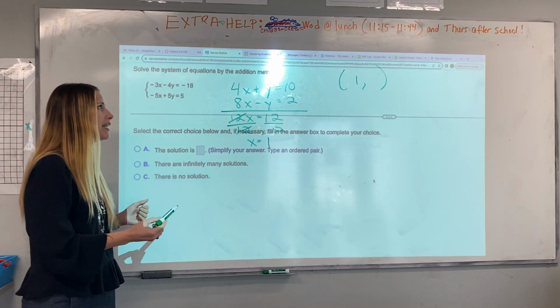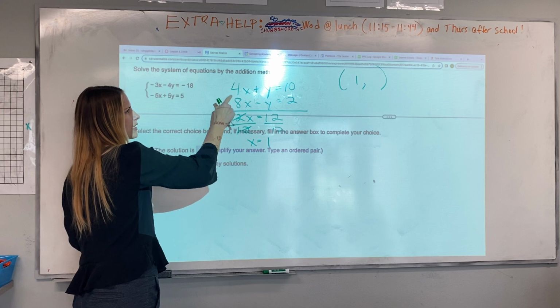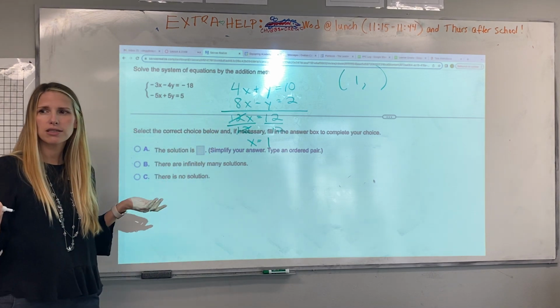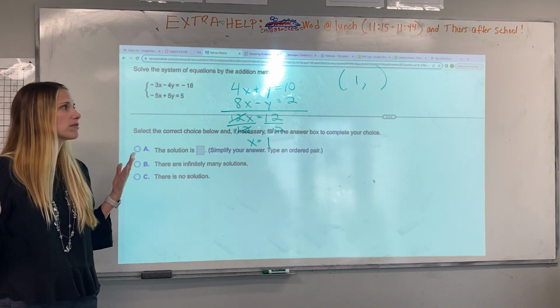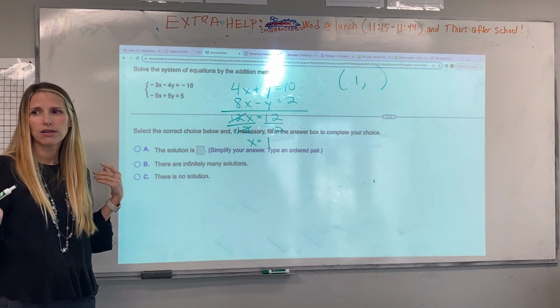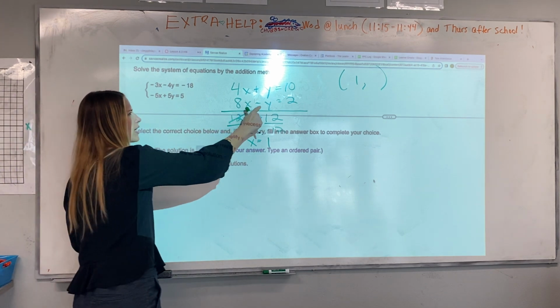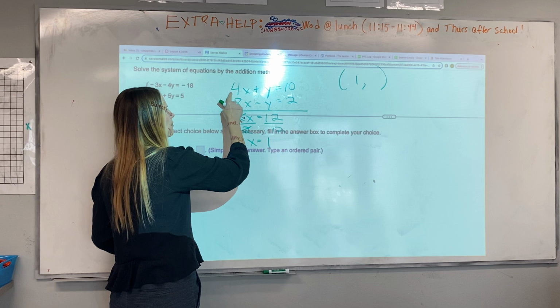Yeah, to plug it in. Now, do you prefer either one of these equations? Do you have a preference? I know I do. I'm going to use the first one because I don't like that subtraction. Okay, so I'm going to use this first one.